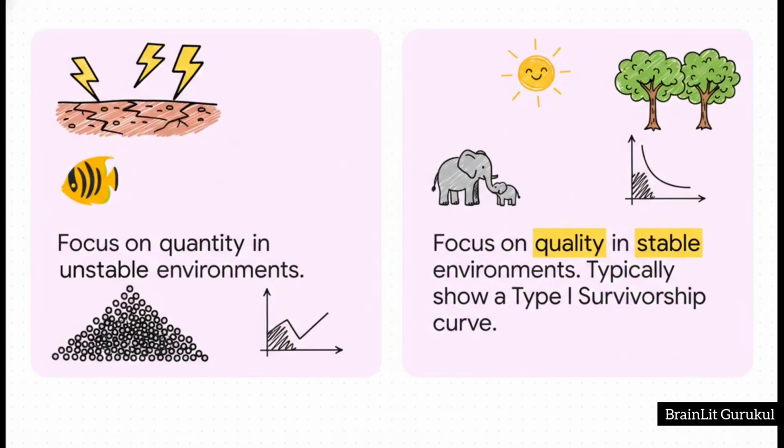On one side, you've got your R-selected species. They are all about quantity. They do great in unstable environments, and they almost always have that type 3 survivorship curve. On the other side, you've got the K-selected species. They're all about quality. They prefer stable, predictable environments, and they show that type 1 curve.